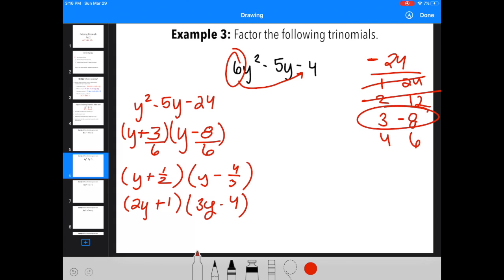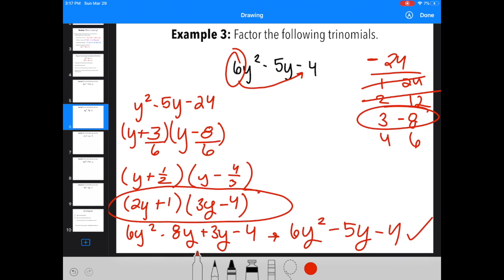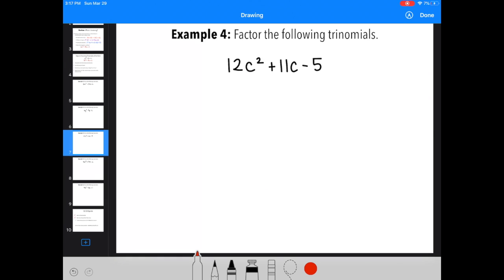Okay, multiply. See if you got it right. I hope I did. Okay, but let's double check. So 2y times 3y gives me 6y squared. 2y times negative 4 gives me negative 8y. 1 times 3y gives me positive 3y. And 1 times negative 4 gives me negative 4. Reduce to give me 6y squared minus 5y minus 4. Woo! Check. There you have it, folks. So my final answer is my factored quantities. Okay, I have 3 more problems to go through.